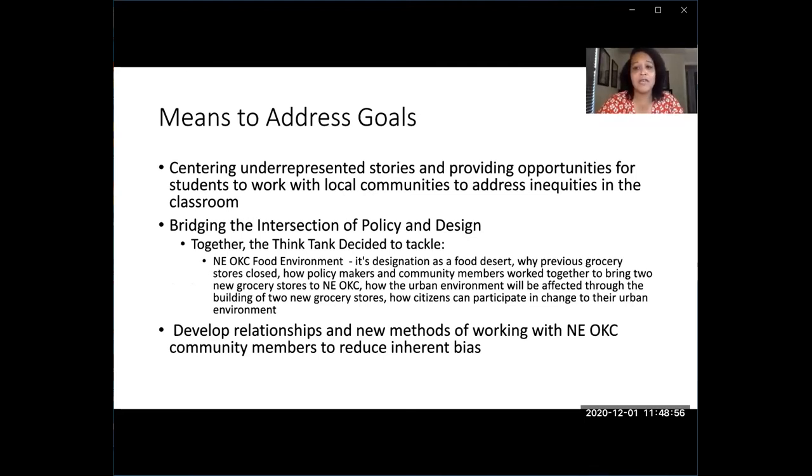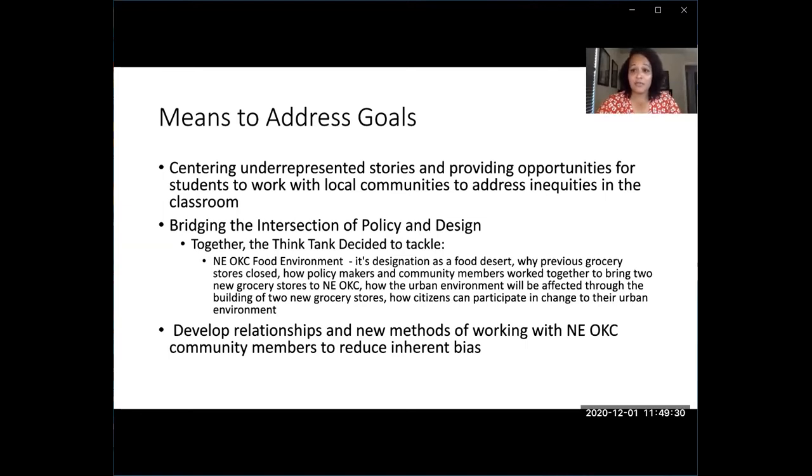So we hired our students, and it was really great the way we came together and landed on the idea that one of the biggest challenges in the Northeast side is the food desert. We'll get into that, but we have questions such as, what happened to the other grocery stores, and how do policymakers and community members work together and bring change to their community? We're also interested in the way the urban environment will be affected by the two new grocery stores and how citizens can participate in changing their urban environment.